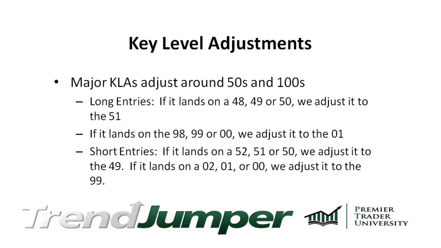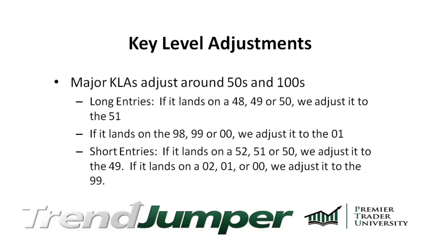Major key level adjustments work the same way, but we adjust around 50s and 100s, and we get into the adjustment a little bit sooner. For long entries, if it lands on a 48, a 49, or a 50, we'll adjust it up to the 51. If it lands on the 98, 99, or a multiple of 100, we adjust it up to the 01.